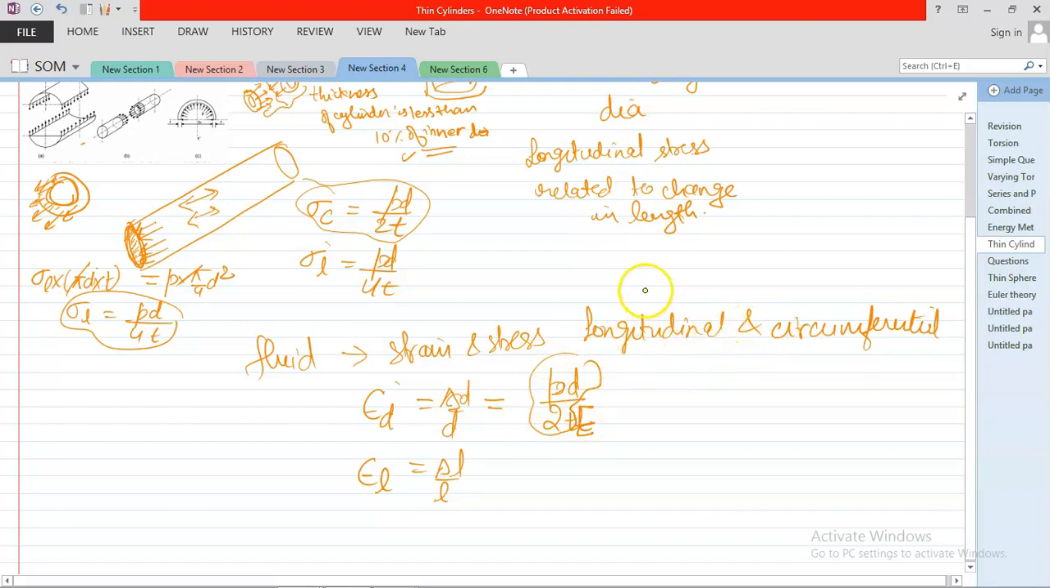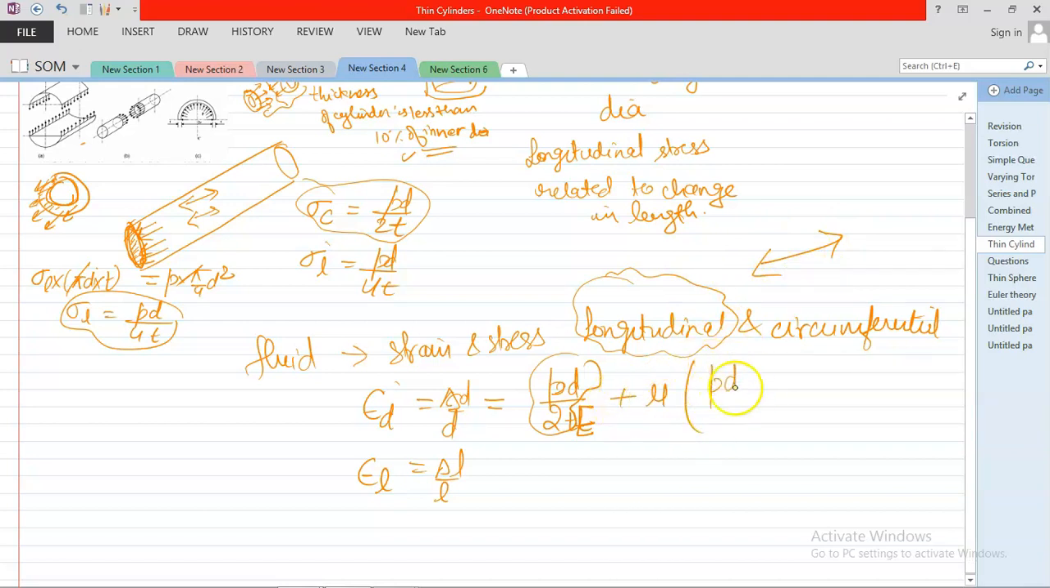But the longitudinal stress is along the length direction, and it will also try to reduce the diameter. How? Because of the Poisson's ratio, minus mu times PD by 4T E. And in the length direction, the longitudinal stress will directly contribute, but your circumferential stress will act through the Poisson's ratio. So that would be the elongation along the diameter and elongation along the length.